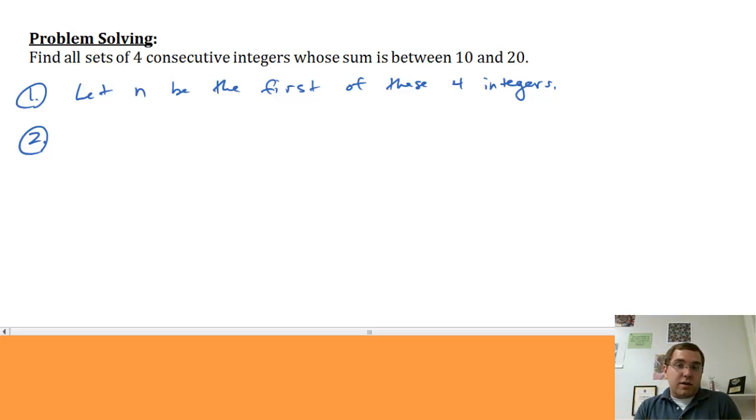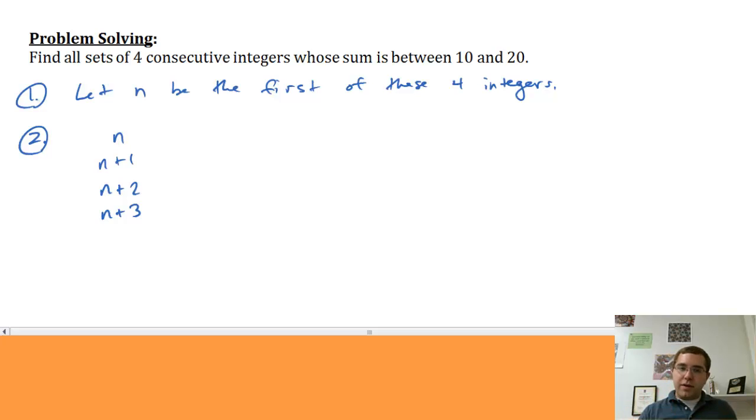If n is the first one, well then the next one is going to be n plus 1. You know, say 6 is my first integer. The next integer is 7, next consecutive integer. So that's 6 plus 1. The one after that is going to be n plus 1 plus 1, or n plus 2. The one after that is going to be n plus 3. Those are my 4 consecutive integers then: n, n plus 1, n plus 2, and n plus 3.